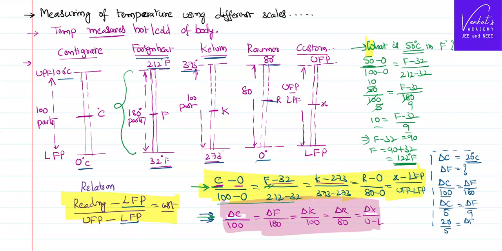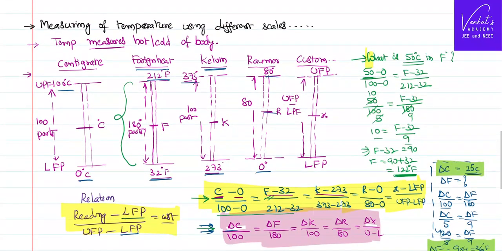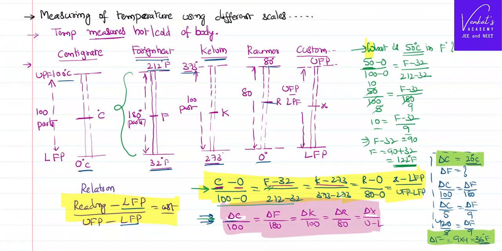So 20 by 5 equal to delta F by 9. This is 4. So delta F equal to 9 into 4, that is 36 degrees Fahrenheit. So a rise in temperature of 20 degrees centigrade is equivalent to a rise in temperature of 36 degrees Fahrenheit. Simply, as the Fahrenheit has a large number of units, 180 units, the value appears more when compared with the centigrade. In a similar way, we can find a relation between any of the two scales as it is being explained here. That's it. Thank you for watching.